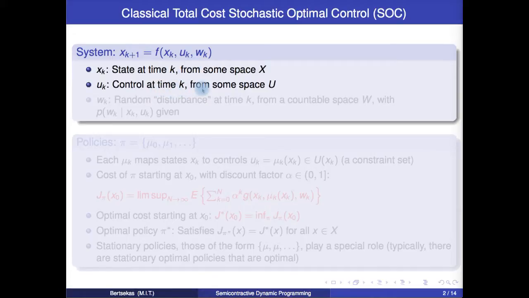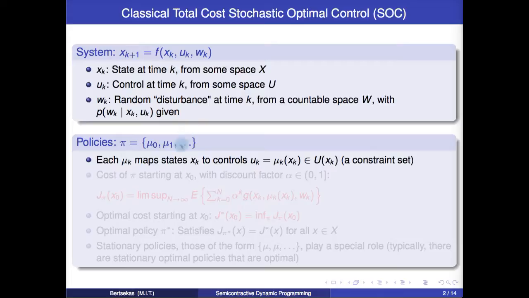The control at time k is taken from some control space U. The disturbance is taken from some space W, which for mathematical reasons we assume is countable. And it has a probability distribution that depends on the current state and the current control. We're interested in policies, which are sequences of control functions. Each function in this sequence, mu k, maps the current state xk to a control uk, which must satisfy a certain constraint, chosen from a constraint set that depends on the current state.